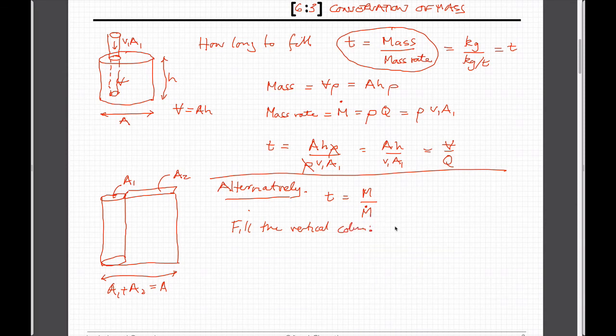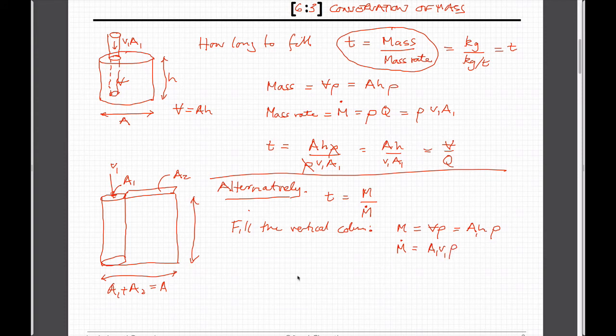So what's the mass going to be? The mass, oh, I guess we need this as well, right? Mass is equal to volume times density, which is equal to the area times the height, A1 times h times density. The mass rate is equal to A1 V1 times density.